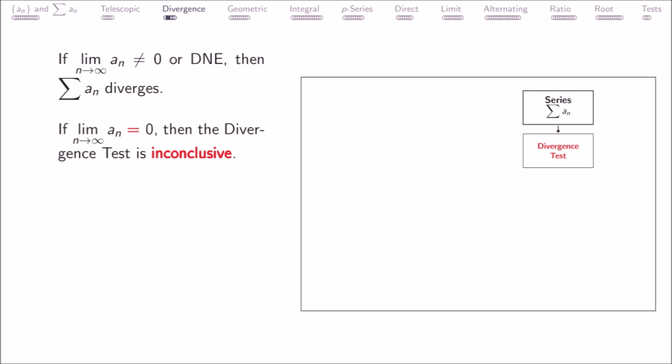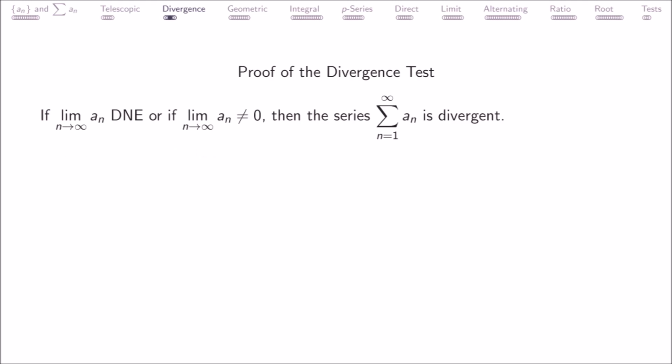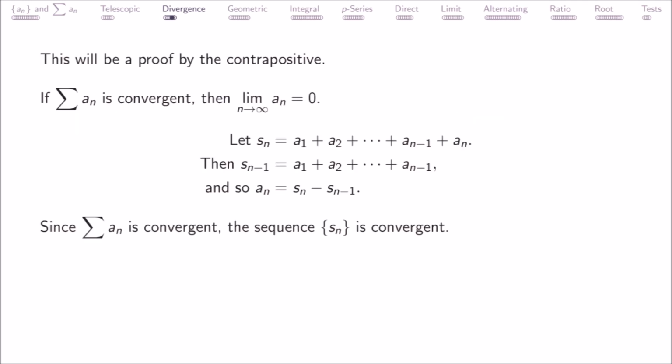Here is the flowchart. Proof of the divergence test. Here is a statement of the test. This will be a proof by the contrapositive. If the series is convergent, then the limit of a_n equals 0. Then we have the following.